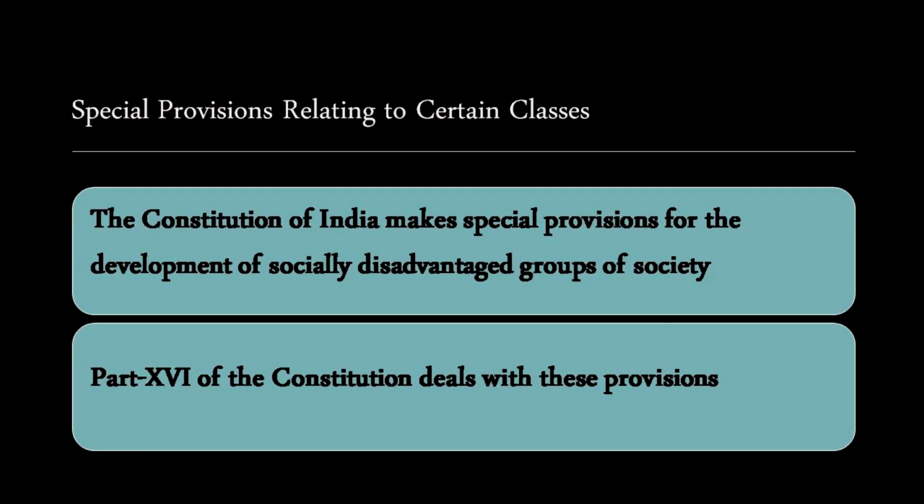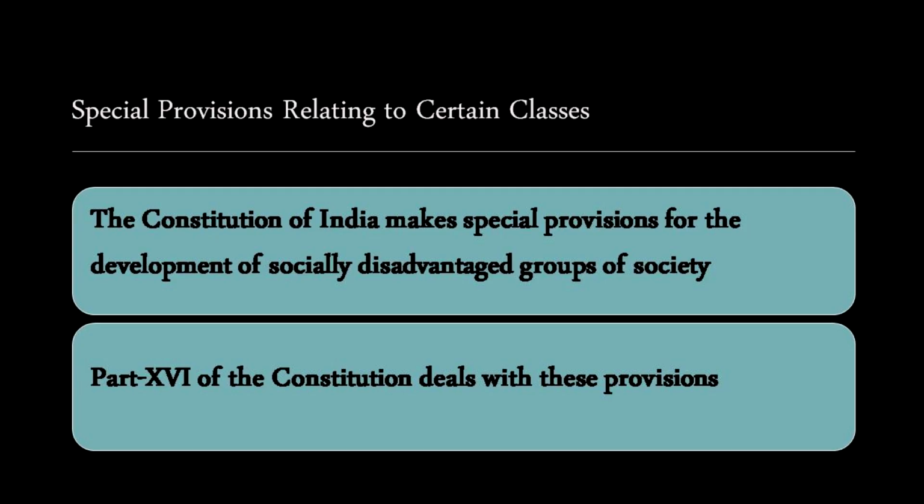Our Constitution also has certain provisions relating to certain classes. While the Constitution is a document, it ensures that during the execution, there is equal treatment and equal opportunities for all the sections of society. The Constitution of India makes special provisions for the development of socially disadvantaged groups of society. There is a full part 16 of the Constitution that deals with these provisions.